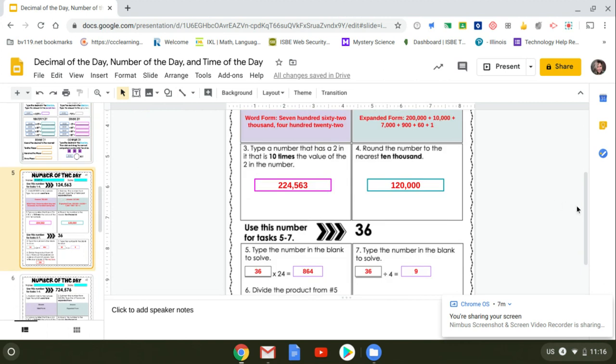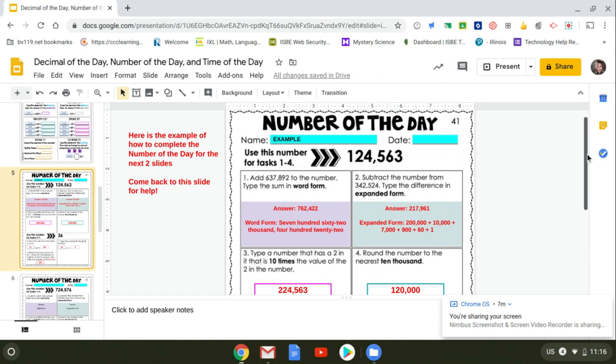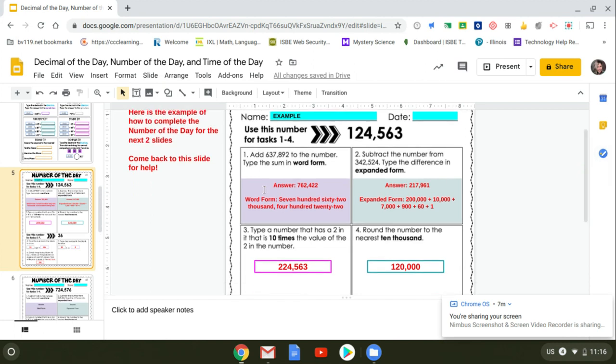Okay, I'm going to come to my 5th slide. Now I'm at my number of the day. So kind of like your decimal of the day, you're focusing on a certain number. In this case, my number I need to look at for the first 4 problems are 124,563. So it wants me to write that in word form first.